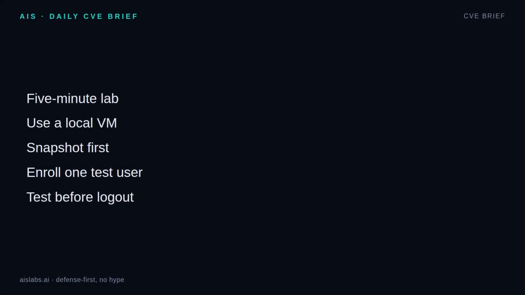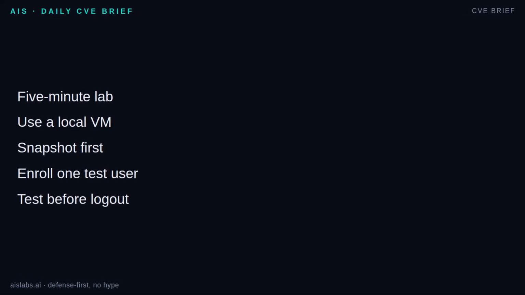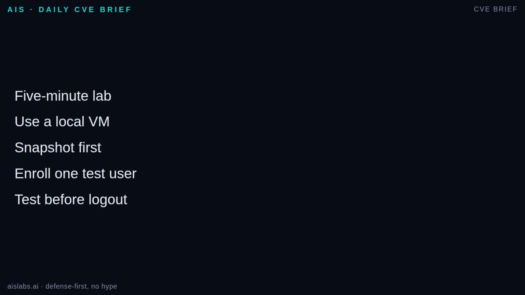For practice, use a disposable VM you control. Create a test user with a working SSH key. Take a snapshot. Install the PAM module, run google-authenticator as that test user, and save the scratch code somewhere temporary but private. Add the PAM line and the sshd config drop-in. Run sshd -T. Reload the service.